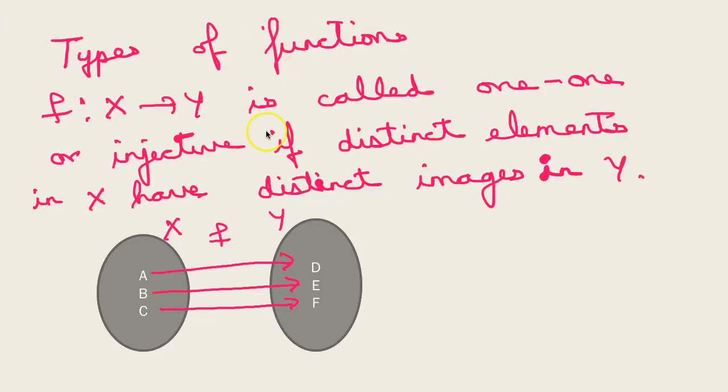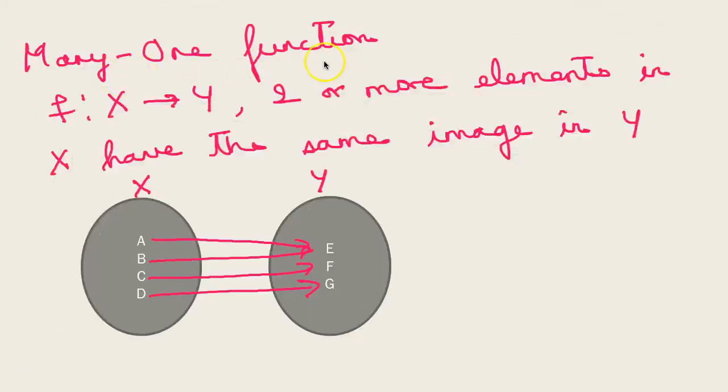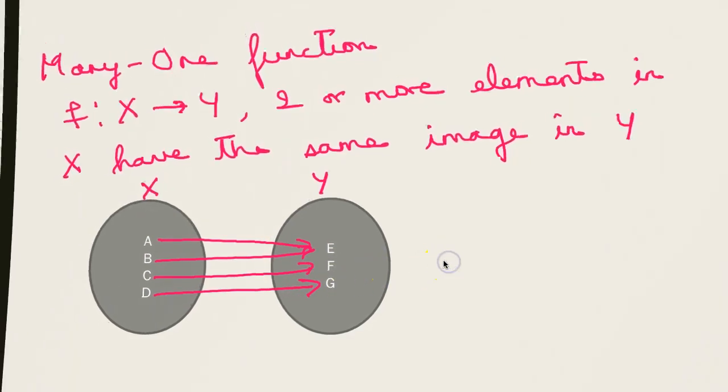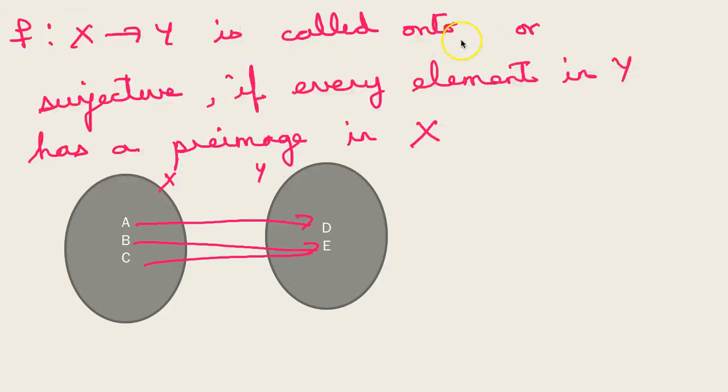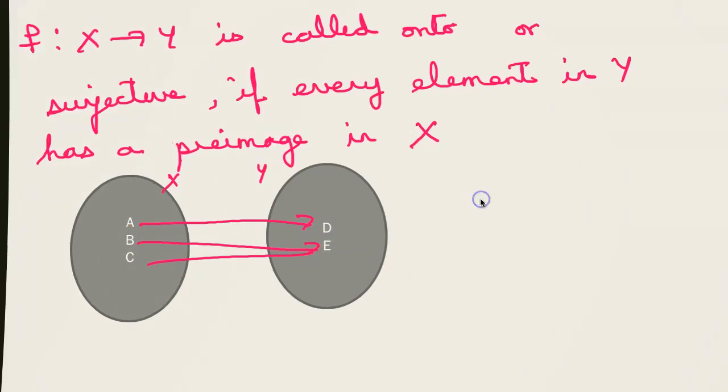Now we come to the types of functions. If f is a function from X to Y, f is called one-to-one or injective if distinct elements in X have distinct images in Y. What are many-to-one functions? As the word suggests, for many-to-one, two or more elements in X have the same image in Y. Again, f is called onto or surjective if every element in Y has a preimage in X. So D has preimage A, E has preimages B and C.